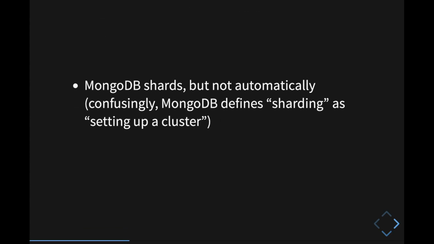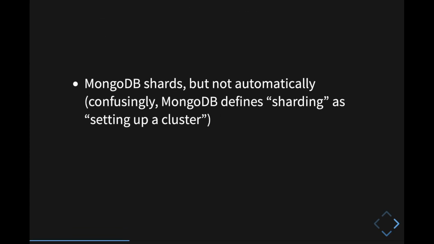As for NoSQL databases, MongoDB does shard, but it doesn't do it automatically. You have to enable it. And also, confusingly, MongoDB kind of conflates the terms sharding and setting up a cluster, which I personally find a little bit confusing. So in MongoDB, as far as I know, when you're talking about sharding, you're always talking about setting up a cluster. Nothing else is really noteworthy.